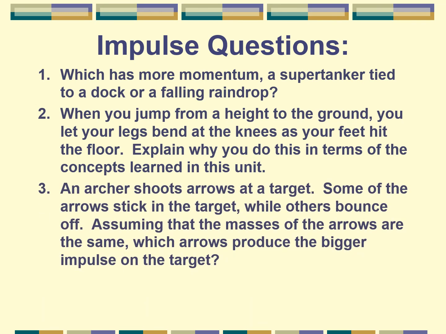The next question says an archer shoots arrows at a target. Some of the arrows stick into the target while others bounce off. Assume that the masses of the arrows are the same. Which arrows produce a bigger impulse on the target? Well, simply put, this is like the happy and sad ball. You got the target, the arrows that hit the target and stick into it. That's like the sad ball. They have a momentum and they stop. The arrows that bounce off, the ones that hit and bounce the other direction, they have a greater change in momentum. So they have a greater impulse. So the ones that bounce off are actually going to have a greater impulse.